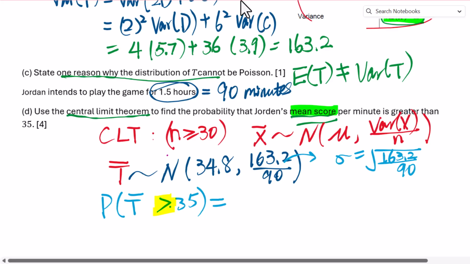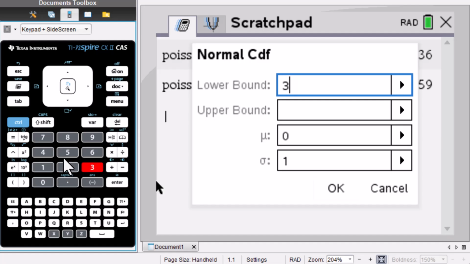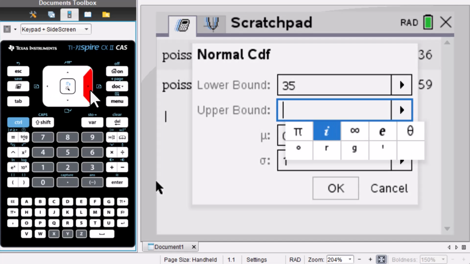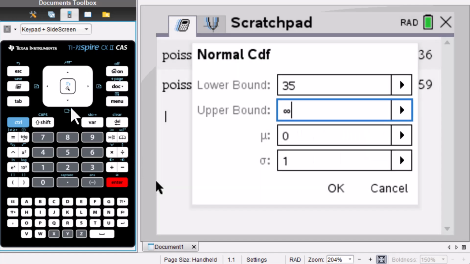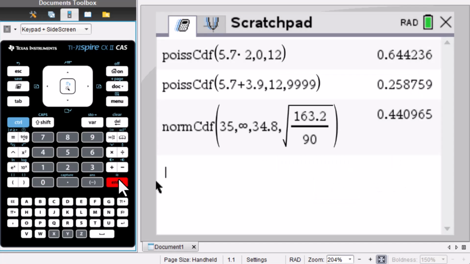Let's go to normal CDF. Lower bound 35, upper bound infinity. Mean is 34.8. Standard deviation square root of 163.2 divided by 90. Enter. Answer is 0.441.